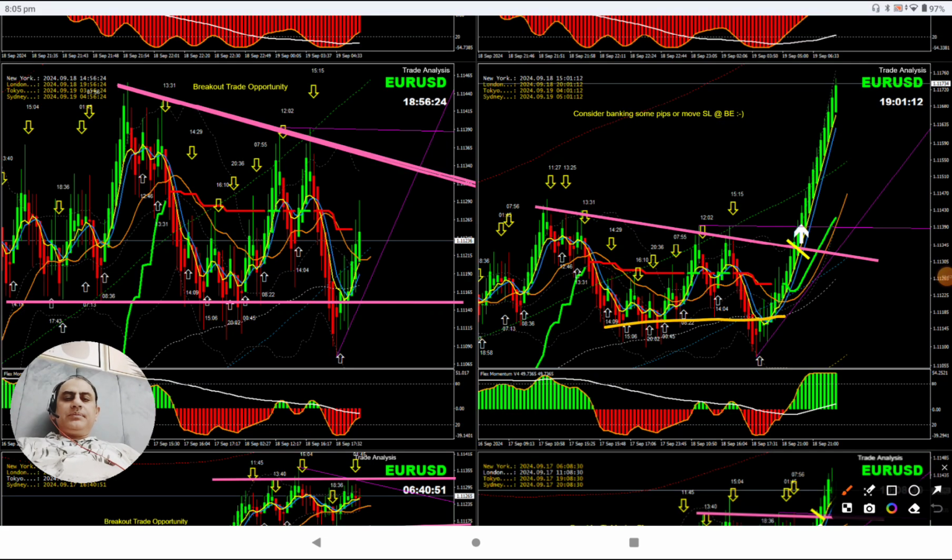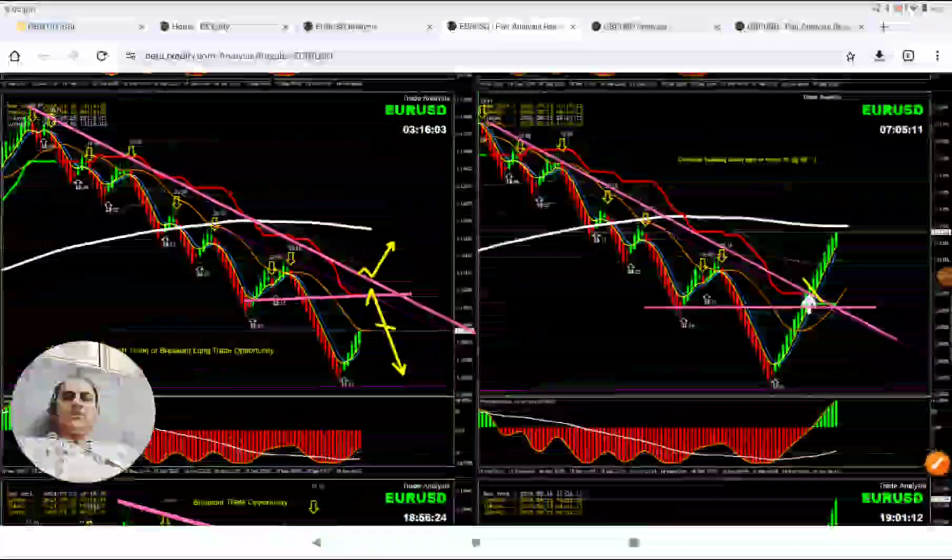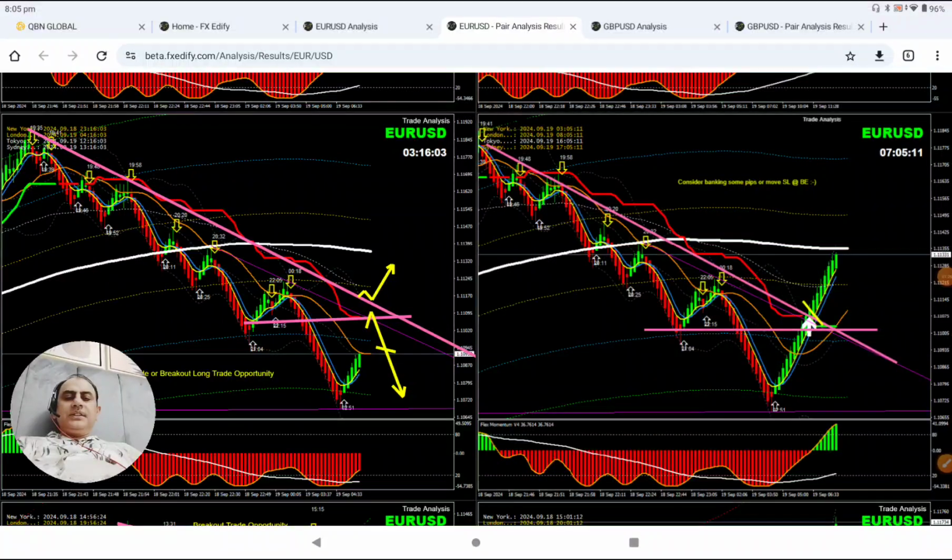As you can see here, the price developed a false breakout here. That's the high probability of long. As you can see, the price nicely broke and hit the profit target, bank amazing profit. That was the beautiful trade. After banking some profit, this is the Asian session analysis.